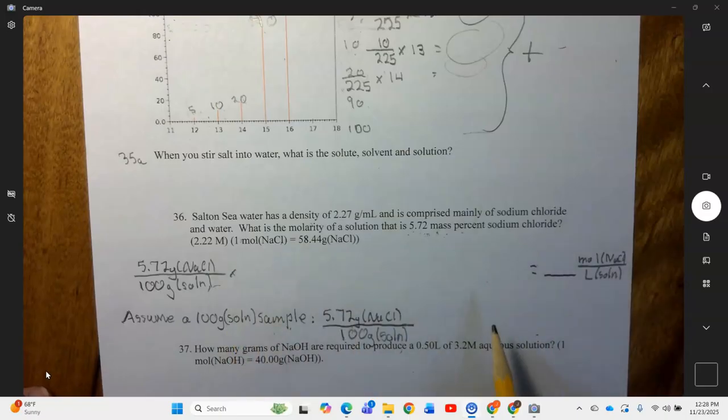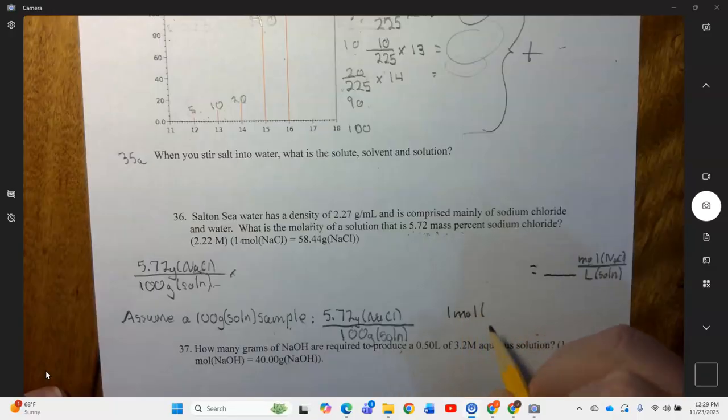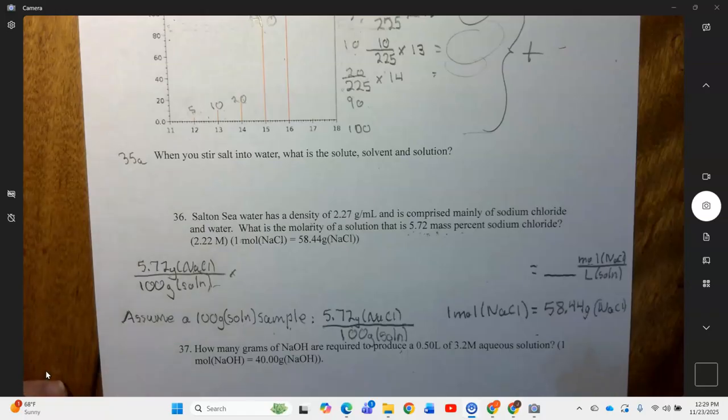So you treat it as a top story problem. You need to go from grams of NaCl to moles of NaCl, and that should ring a bell. That's molar mass. Grams to moles, moles to grams is molar mass. So let's go ahead. I'll give you the molar mass of NaCl. I could ask you to do it, but let's just shorten it here. So it's 58.44 grams per mole.